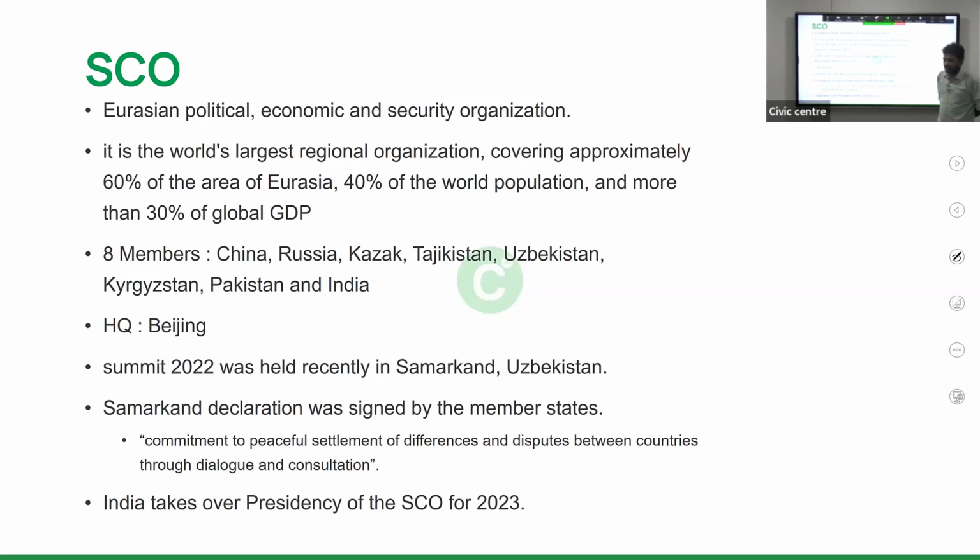Now these declarations are becoming very popular, no? Udaipur declaration, Warangal declaration. Only declaration, there won't be any action. So the Samarkand declaration focuses mainly on commitment to peaceful settlement of differences and disputes between countries through dialogue and consultation. It will look like very powerful statements, no?